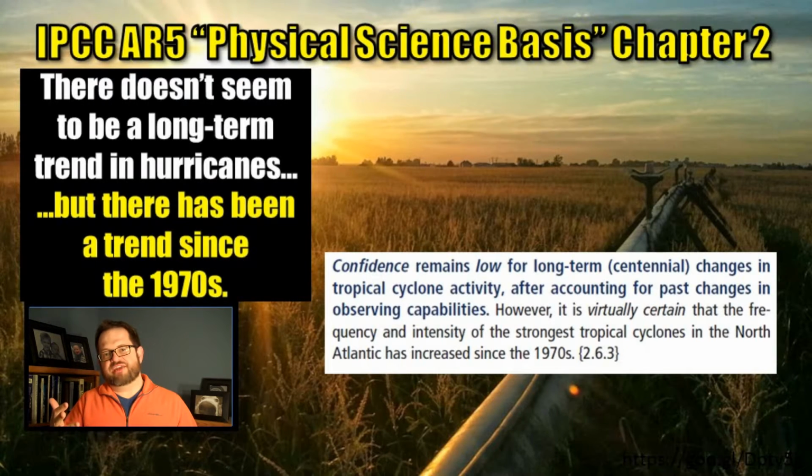Finally, one more thing that everybody wants to know about, is there a connection between this and hurricanes? Well, confidence remains low that there's a long-term changes in tropical cyclone activity after accounting for past observing capabilities. In other words, as we changed how we observe hurricanes, like we added satellite data and so on, it becomes difficult to sort out if there's an actual increase in the number of hurricanes and so on. So confidence is low in that kind of result.